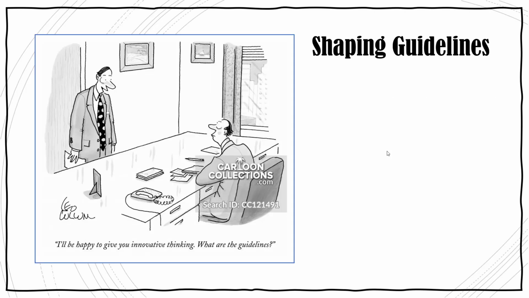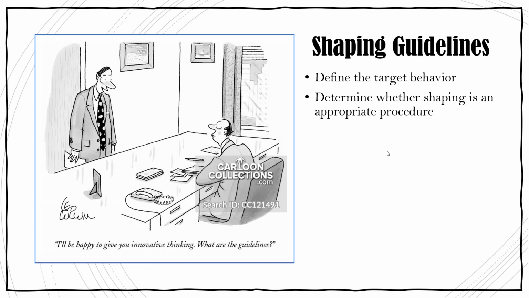Okay, some shaping guidelines. First, you want to define your target behavior. So figure out what is the behavior that you want the kid to ultimately engage in. Then you want to determine whether it's an appropriate procedure. So is he engaging in the problem behavior just not enough? In that case, you want to use your prompts or things like that. If he's not engaging in the problem behavior at all and he's pretty low functioning, then shaping might be the procedure for you.